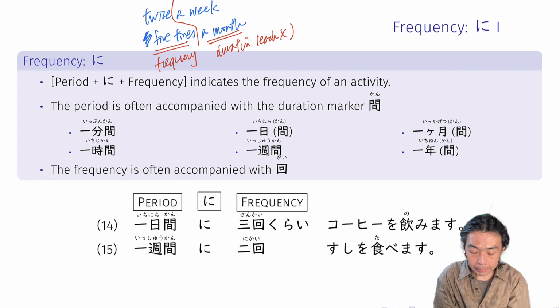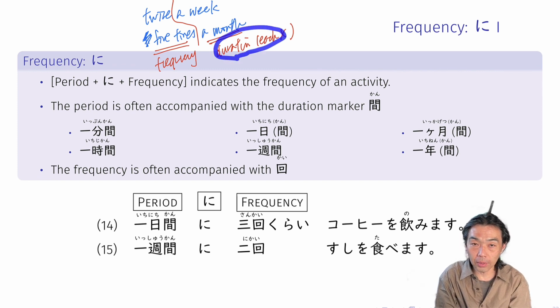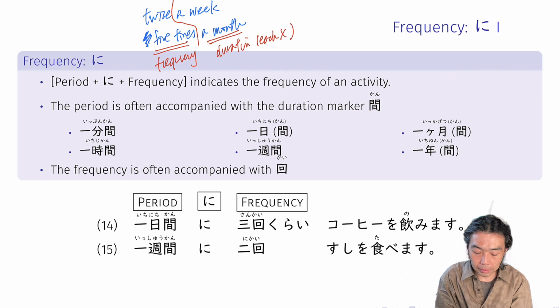We first say duration, followed by frequency in Japanese. And plus, there's a very small difference, which is ni. In Japanese, between the duration and frequency, we add ni. So before we start, let's start reviewing how to say frequency as well as the duration.